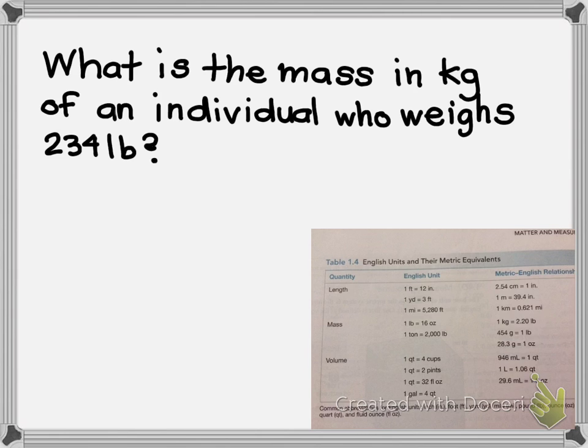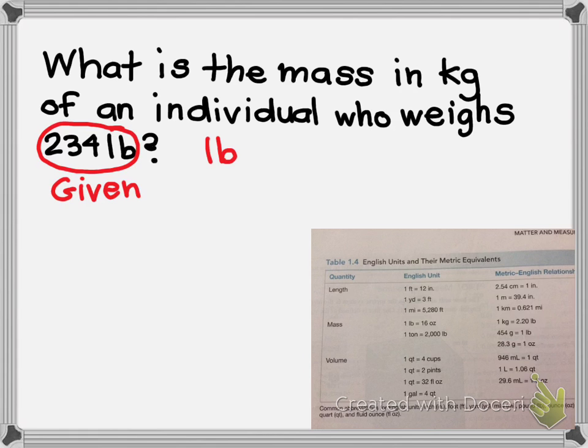So in a conversion problem, there's a couple things that you want to look for. First of all, you want to think about, well, what did they give me? So let's read the question. It says, what is the mass in kilograms of an individual who weighs 234 pounds? Okay, so I look at this question, and I know that I was given 234 pounds. So I'm given a number in pounds. And it asks me in the first part of the question, what is the mass in kilograms?